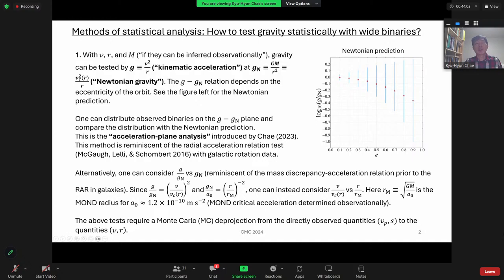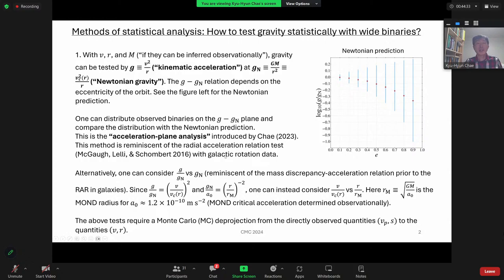And if the agreement is good, then the game is over. So we don't need to do any further analysis because it already agrees with Newtonian gravity. So that's the key thing to do. I'll call this method acceleration plane method. And it was actually inspired by the radial acceleration relation test in galactic rotation data.